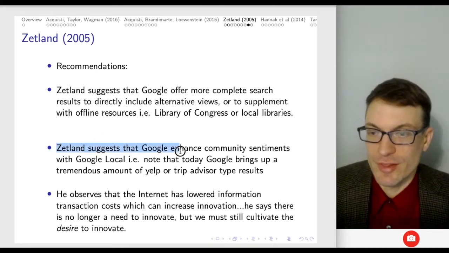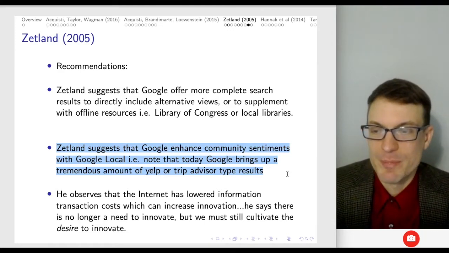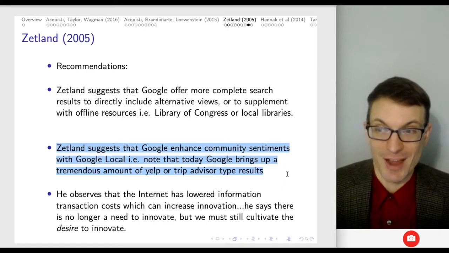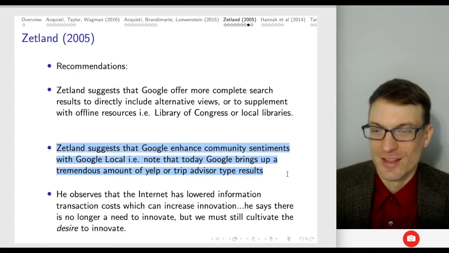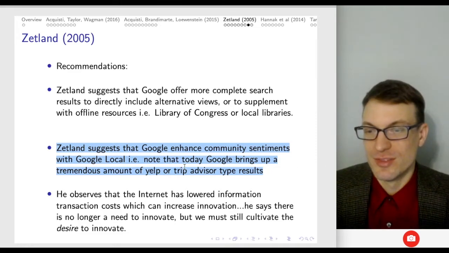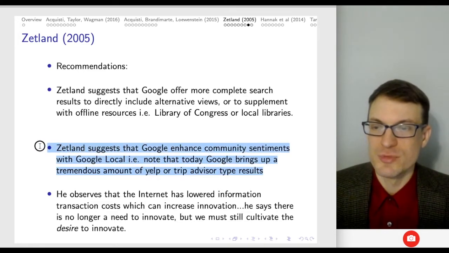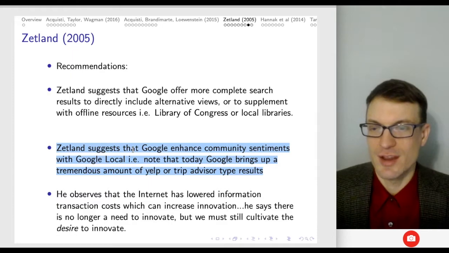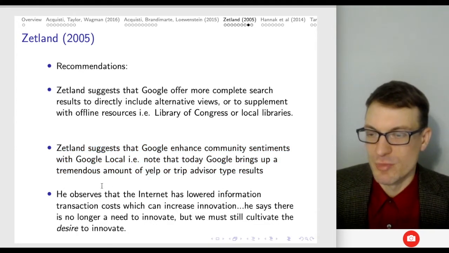Zetland suggests that Google enhance community sentiments with Google local. So note today, Google brings up a tremendous amount of Yelp or TripAdvisor results. If you Google Starbucks, for me, the first thing that comes up is actually a McDonald's ad. So that's cool. The next thing is the map, so where I can find a Starbucks near me. There's lots of choices. And then there's other types of reviews. And so that's good in terms of building up community sentiments. To some extent, I don't know. I think there's value in being linked up with your community, but I don't know that I have much more to say about that.